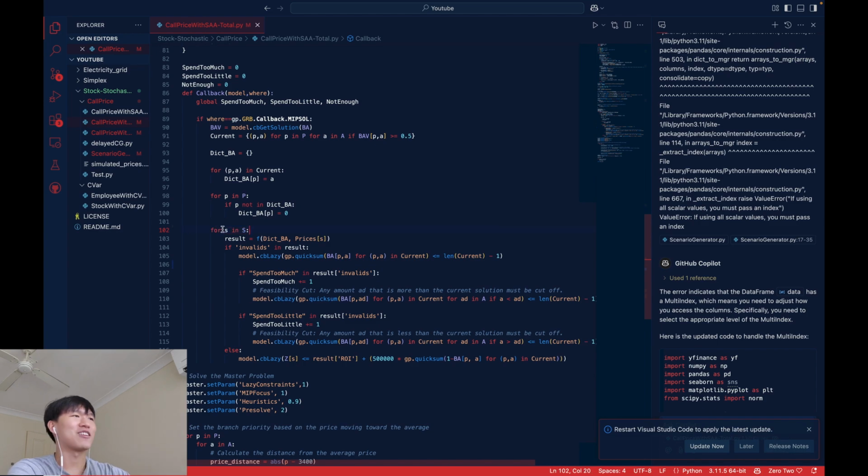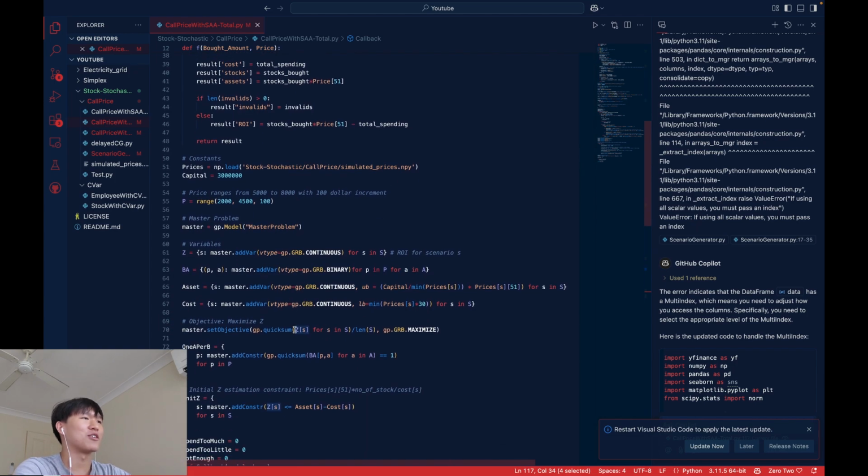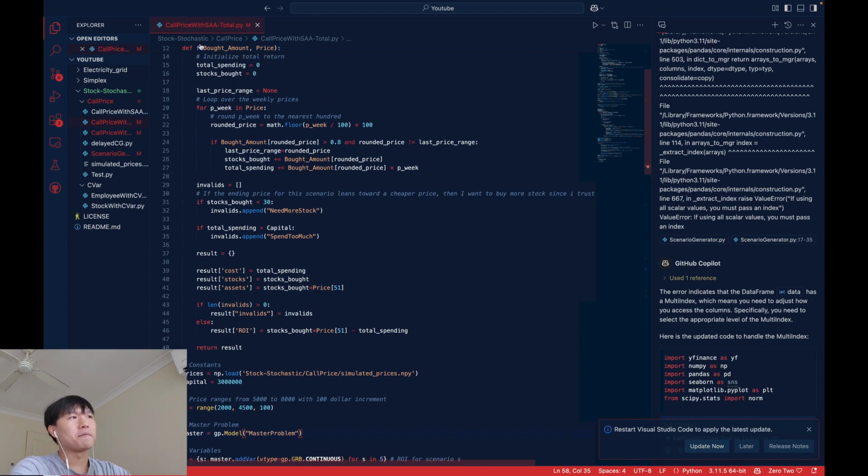Yeah, and also just to reiterate, we're looping this through all the scenarios, so it's going to give us the true z value for each scenario, and then in the objective, we're just going to average this return on investment over all of our scenarios. Again, feel free to try a different f function.